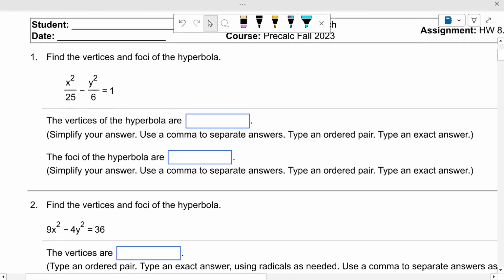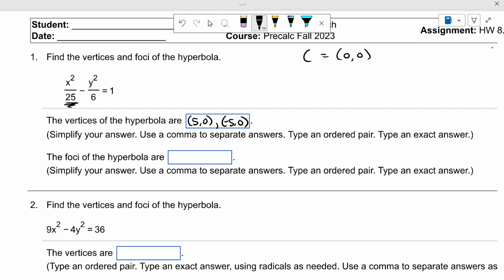So the vertices of the hyperbola and the foci of the hyperbola. Where's the center of this? Center is at 0, 0. So your vertices are how far away from the center? 5. They're 5 away, and x is positive. So they're at 5, 0 and negative 5, 0.